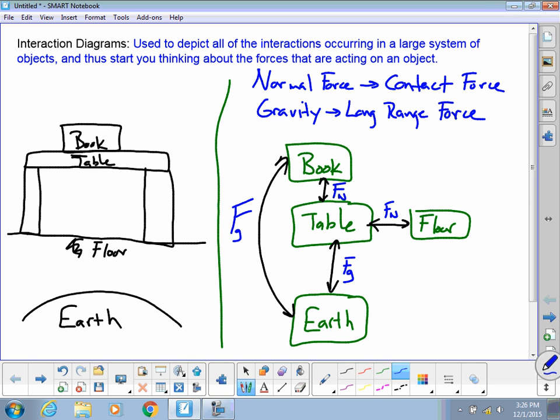They exert equal and opposite forces on each other. So for things like gravity, you don't have to be in contact with the earth for gravity to take effect, but other kinds of forces have to be in contact. So pushing on something, pulling on something, if we had something hanging from a rope, a chain pulling something, those are all contact forces. Long-range forces, electromagnetic force would be a long-range force, and then force of gravity as well. So here's our first interaction diagram for the book on the table.